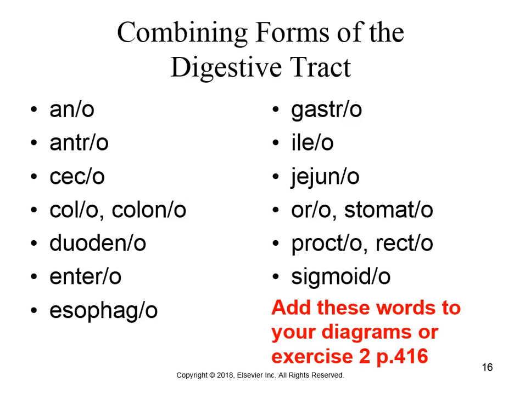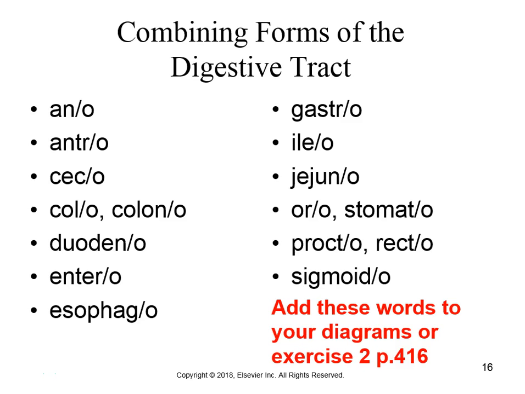And then we have oro or stomato, which both have to do with the mouth, whether it has to do with things inside the mouth, or it could potentially mean kind of the speech inside the mouth. Procto and recto both have to do with the rectum.